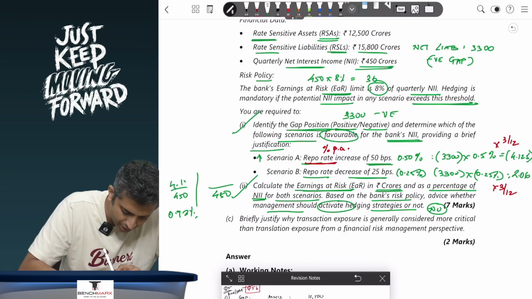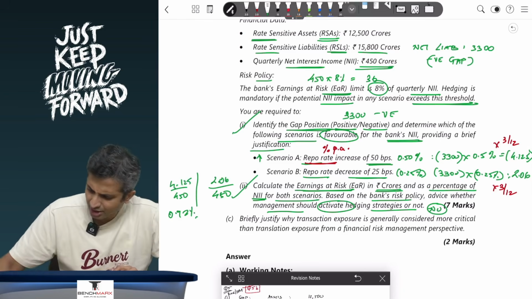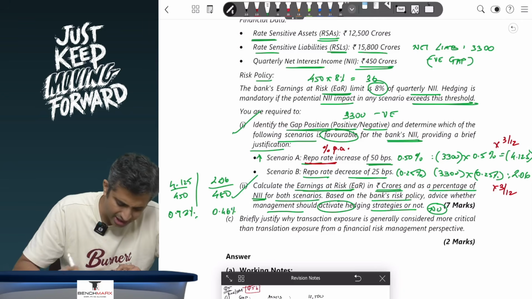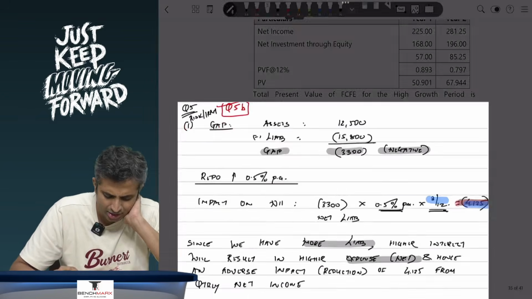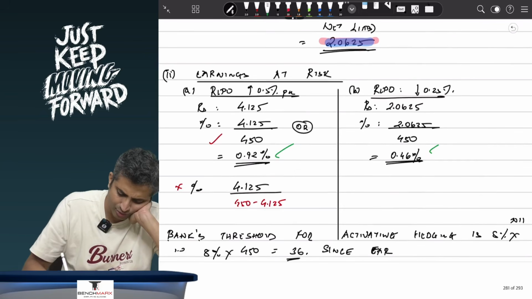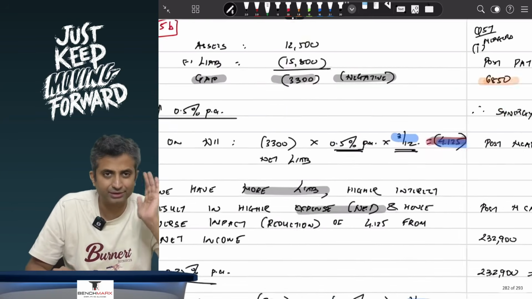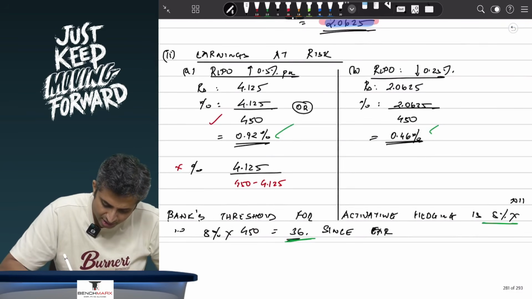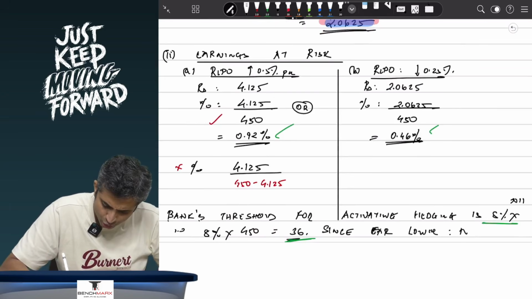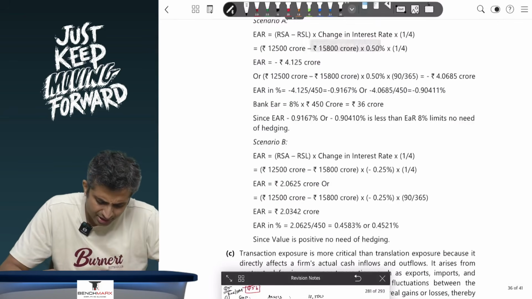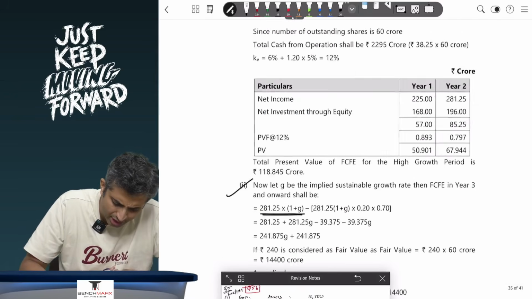This is 4.125 and 2.06, so this is around 0.46% or something. And hence, we will conclude that you don't need any separate hedging. So this is 0.92, 0.46. The bank's threshold for activating hedging is 8% or 36 crores. Since the EAR, earnings at risk, is lower, no hedging is needed over here. We can verify this in our solution as well.